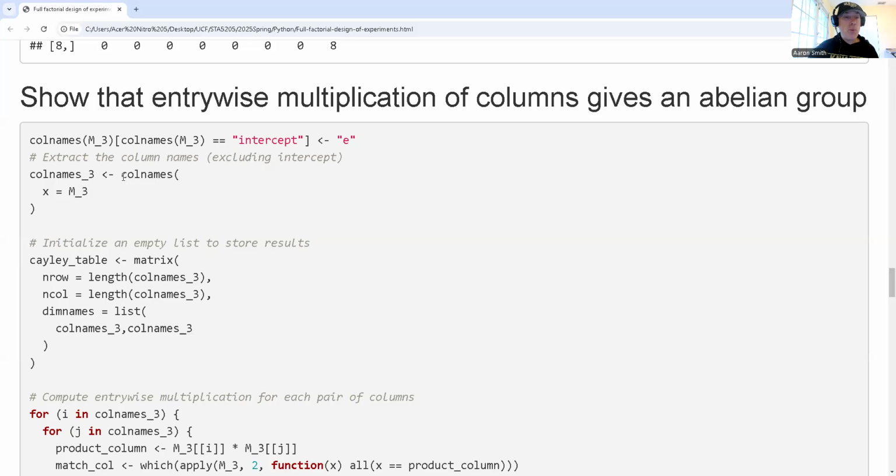Now I'm going to extract the column names, and I'm going to set up something called a Cayley table. A Cayley table, you can think of it as like a multiplication table or an addition table, like from elementary school when you had to memorize all the different products and sums. But a Cayley table is for a group or a ring or a field that we're working on. So it's more general than what we did in elementary school. But think of it as a multiplication table for a different mathematical structure.